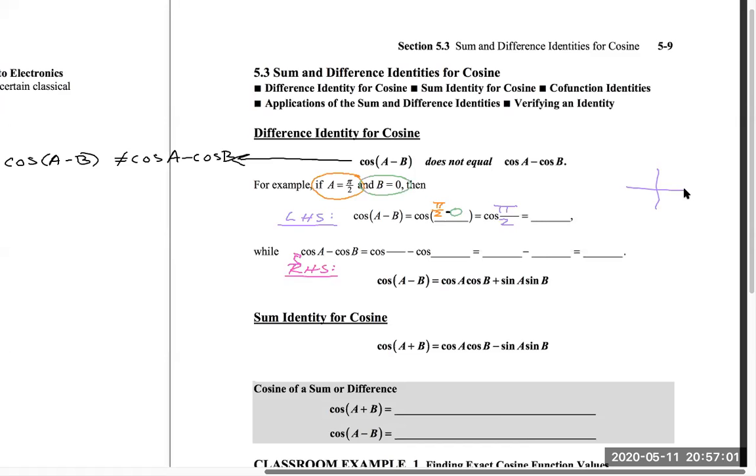And remember from your unit circle, here's pi over 2 radians. What would the cosine value be there? It'd be 0. So you actually get 0 for your left-hand side. Now let's check that with the right-hand side. If we have cosine A minus cosine B, that's cosine of pi over 2 minus cosine of 0.